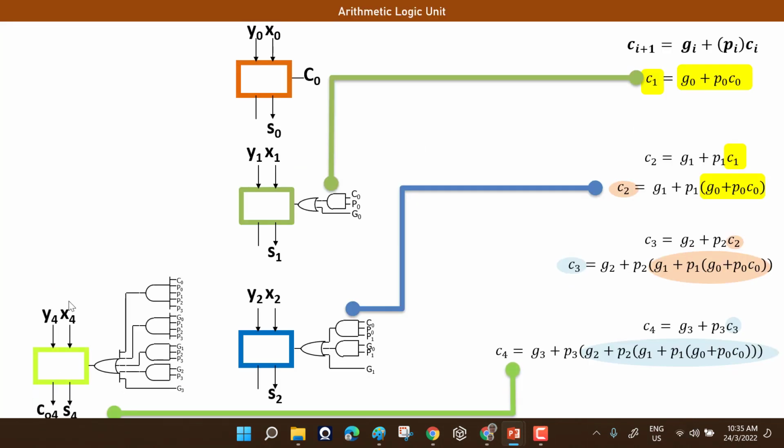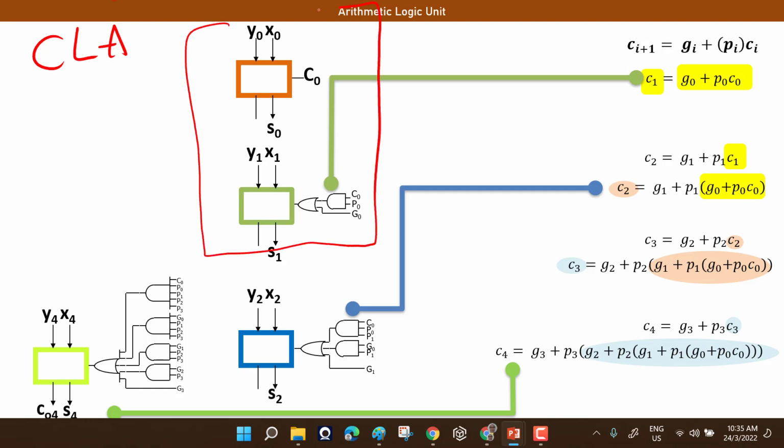Okay. If you were asked to design CLA, ni nama pendek, this is a short form for carry look ahead adder. If you were asked to design a 2-bit carry look ahead adder, means you should have something like this.